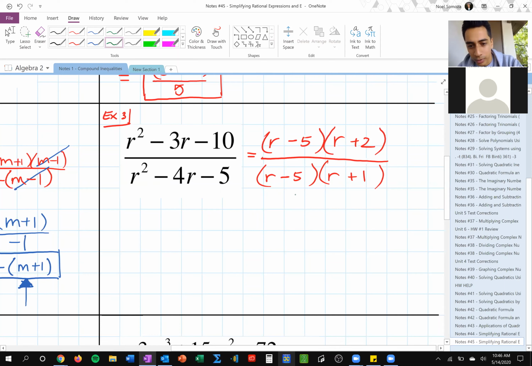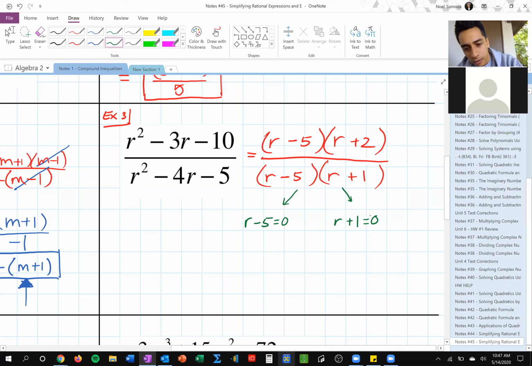You're going to split these apart, only the ones in the denominator. In the numerator, it doesn't matter because it's okay to get 0 in the numerator. It's only a problem if you get 0 in the denominator. So you're going to take r minus 5 and set that equal to 0. You're going to take r plus 1 and set that equal to 0.